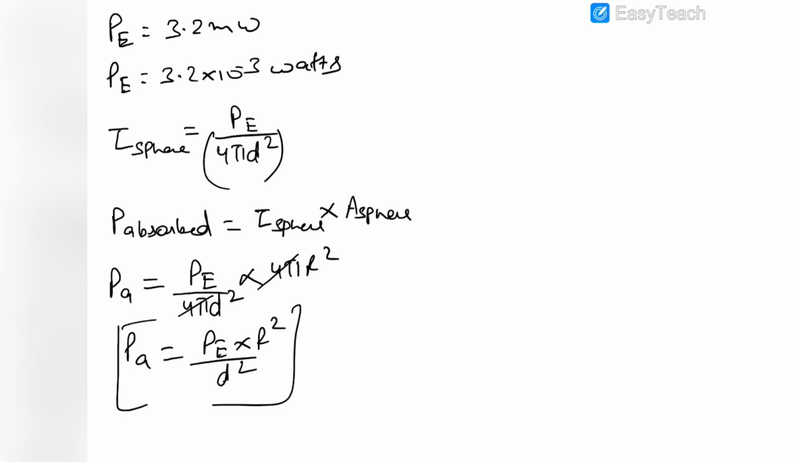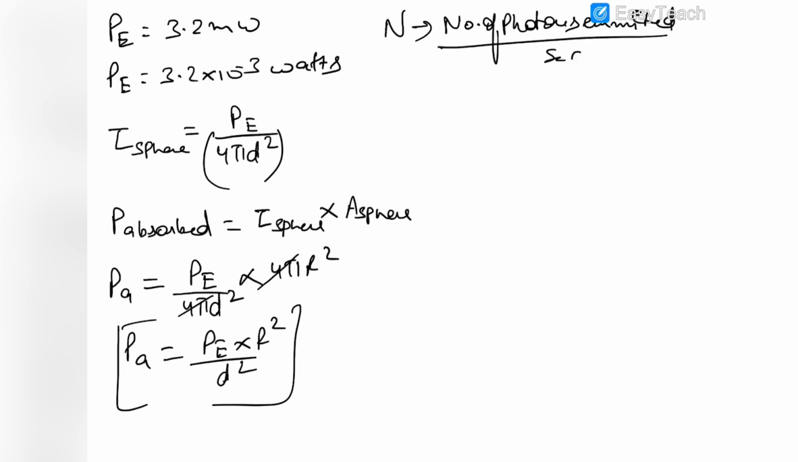Now we have to find out the number of photons. Let us suppose that this is the number of photons emitted per second. So to find out this number of photons emitted per second, in fact the number of photons absorbed by the sphere per second, let us write absorbed. So N would be equal to the power absorbed divided by energy of one photon.